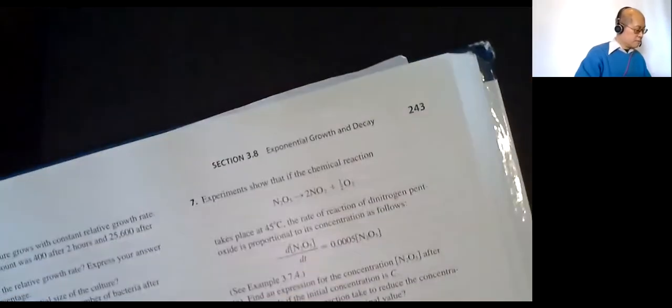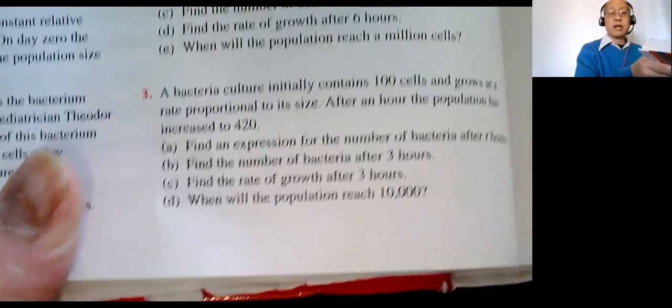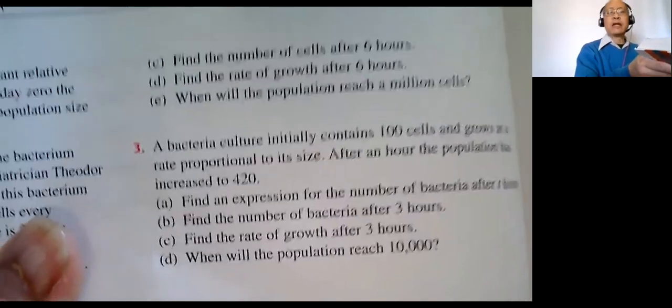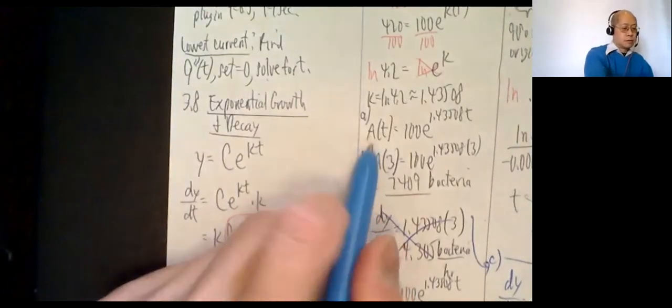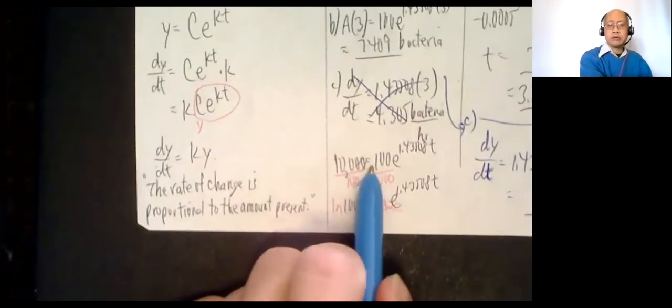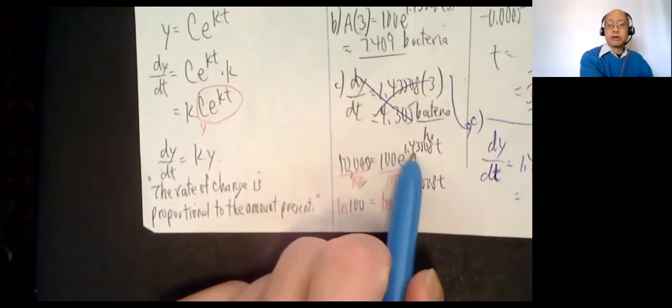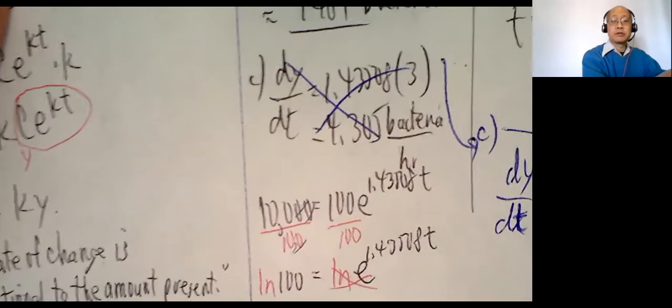All right, and then the last part is a when question, W-H-E-N. D, when will the population reach 10,000? That's the new amount. So I plug in 10,000 for the new amount in that case. So 10,000 goes right here. 10,000 equals 100 e to the 1.43508 t. And raise it up so you can see a little bit better.